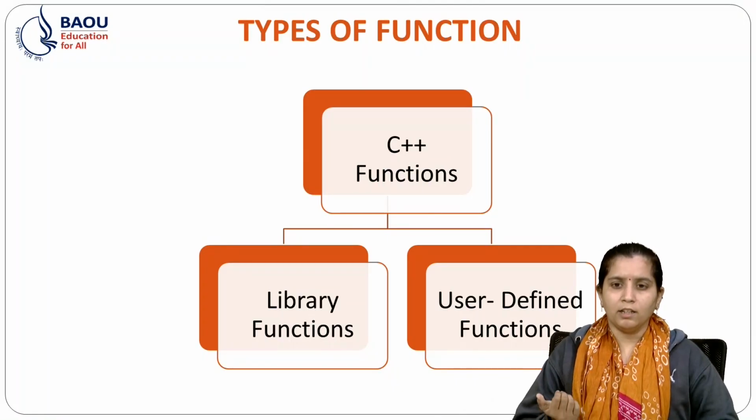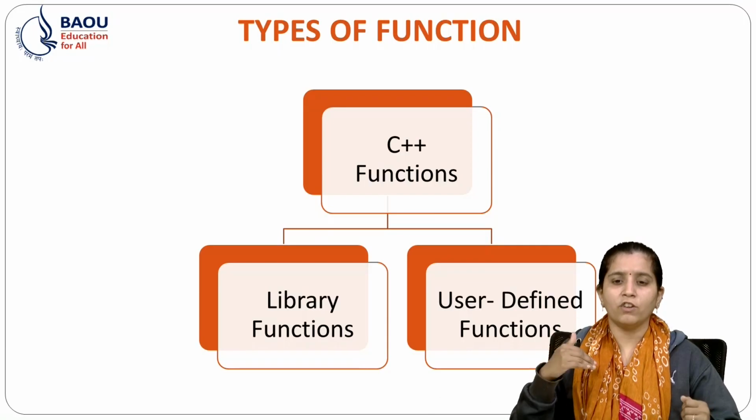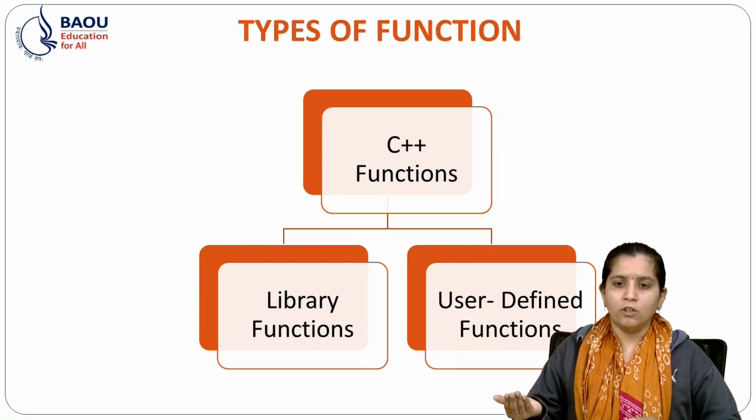As another type, user-defined functions are created by the user or programmer as per the requirement of our program. So I hope now you get the difference between library functions and user-defined functions. Library functions are predefined functions in C++ and user-defined functions are the functions which are defined by the user as per the requirement of the program. So let's see the library functions in detail.